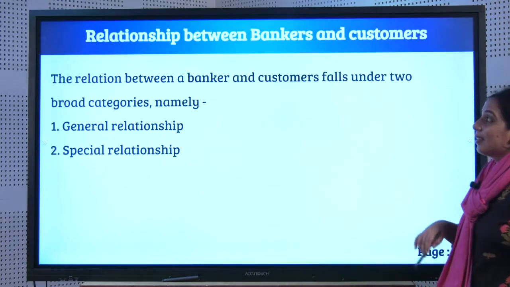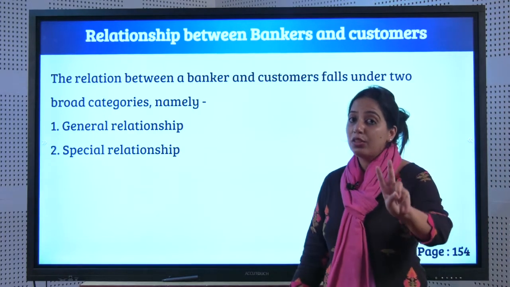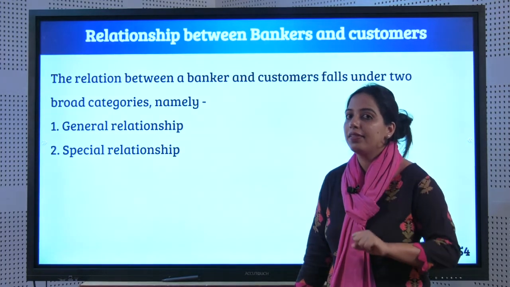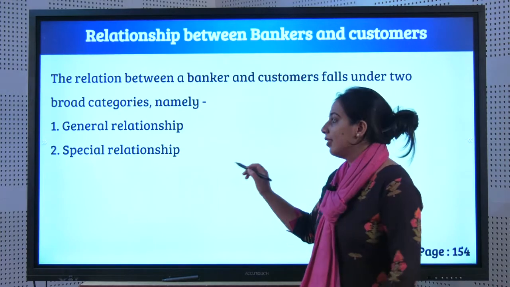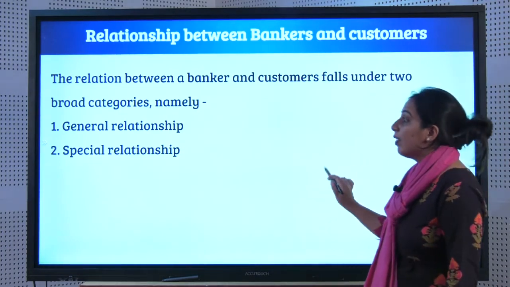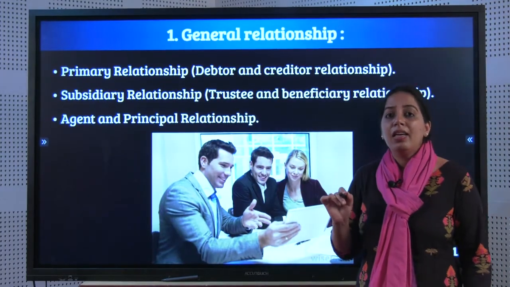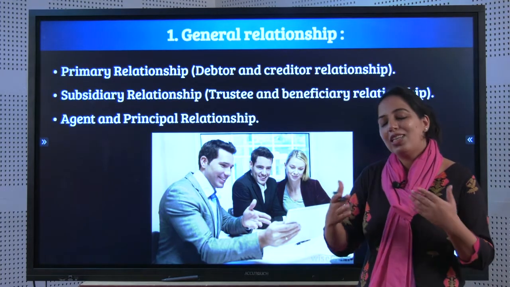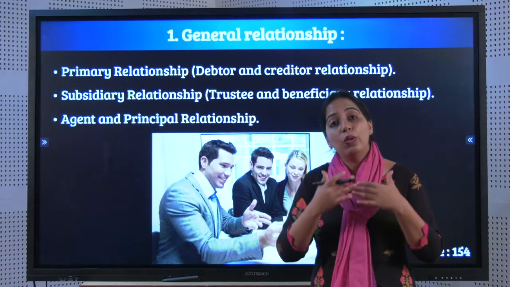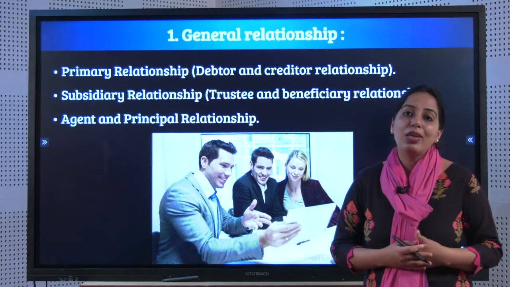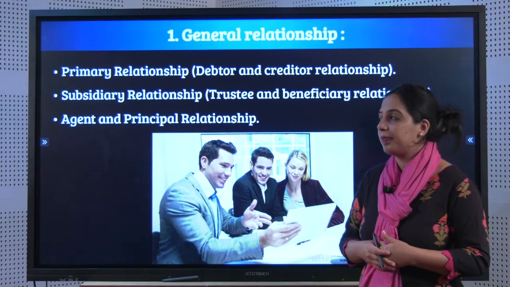Now let us learn the relationship between bank and customer. There are 2 main headings under which we will learn them. First, general relationship. Second, special relationship. In general relationship, we have 3. Primary relationship. Primary relationship includes the relationship as a debtor and creditor. What is the meaning of a debtor? The one who takes money is called debtor. What is a creditor? The one who gives money is called a creditor.